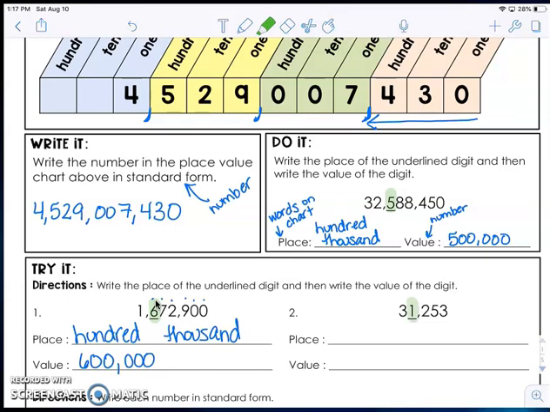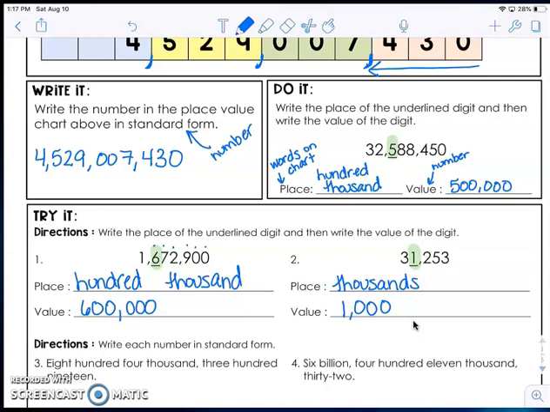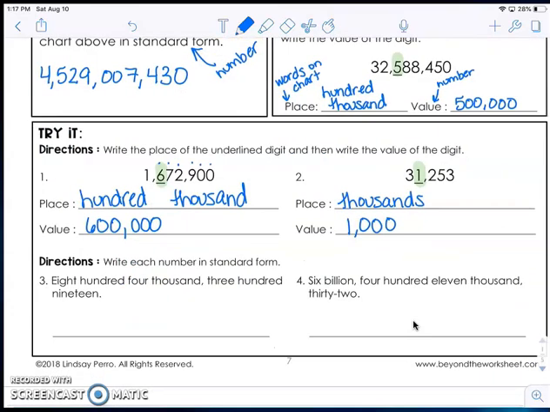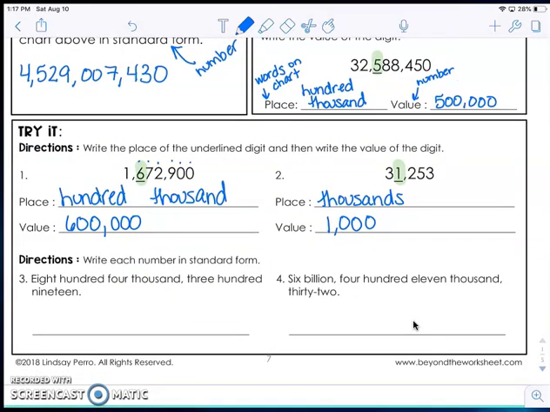Okay, so let's go ahead and try this next one. I have this 1, so we want to look to see where this is. If I look over here, I have ones, tens, hundreds, 1,000. So my place is in the thousands. And I have 1, so it is going to be a value of 1,000. Okay, so standard form is when I am just writing the number. So that's what we're going to do next, is write each number in standard form.